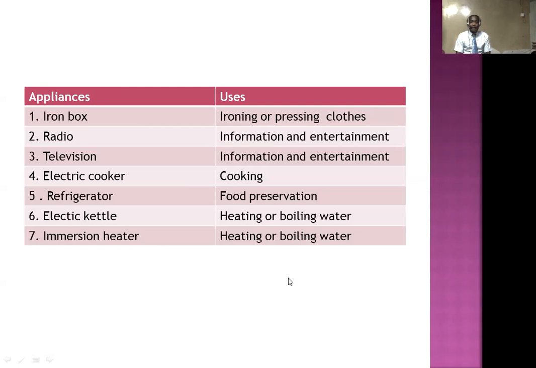Fourth is electric cooker for cooking, refrigerator for food preservation to avoid making food go to waste, electric kettle used for heating or boiling water. Lastly, we have immersion heater for heating or boiling water.